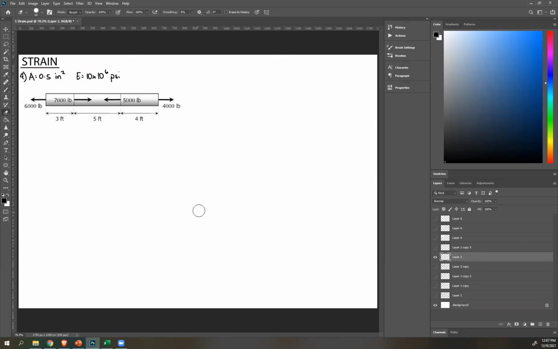And recall, to get that, what we do is we cut, isolate. So let's start with the leftmost segment. I'm going to cut, isolate. So cutting this way, right? And then there's an applied load, 6,000 over here. Right? Again, I'm going to cut here. So that's the only thing included.